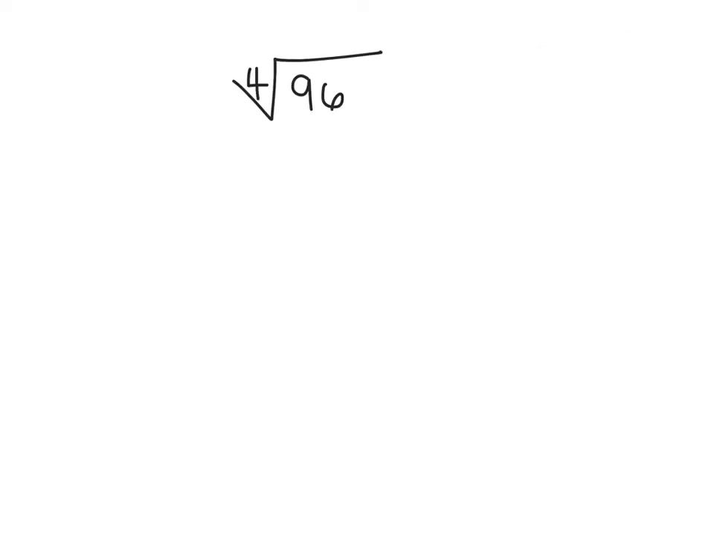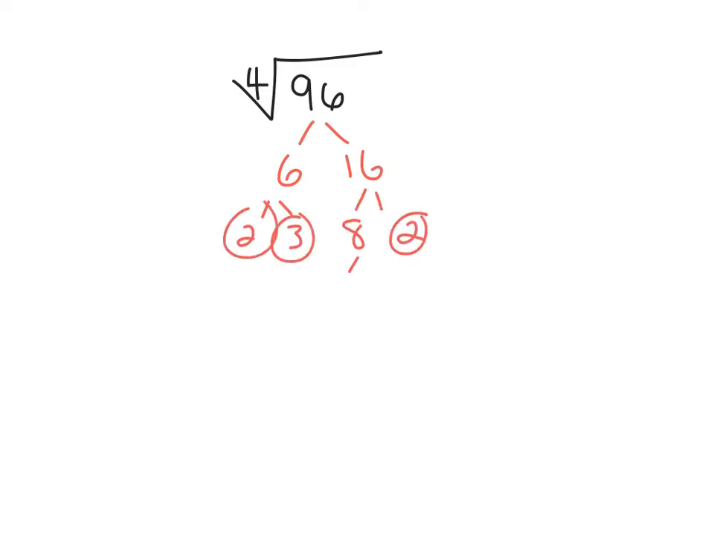4th root of 96, so make your factor tree. This is going to be, let's do 6 times 16, and then 2 and 3, 8 and 2, 4 and 2, and 2 and 2. Remember, you might do your tree differently, but the primes we get will match. A quick way to check it would be to multiply your primes back together and make sure it equals 96.